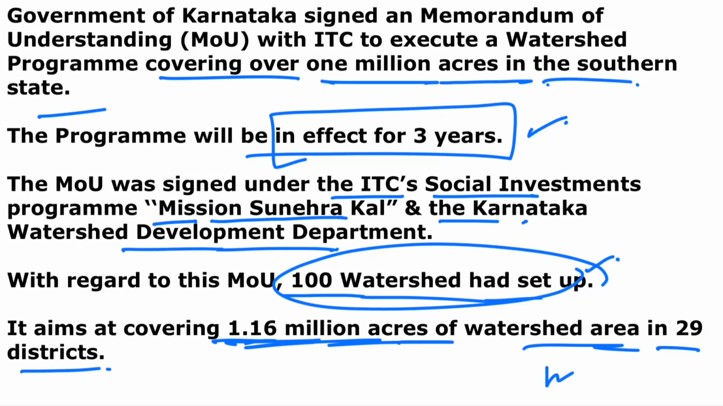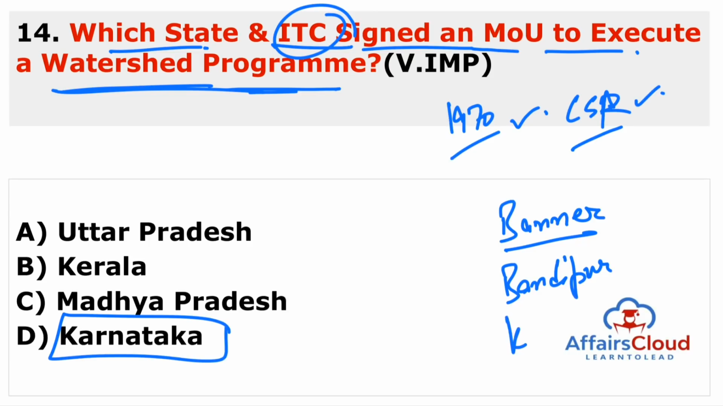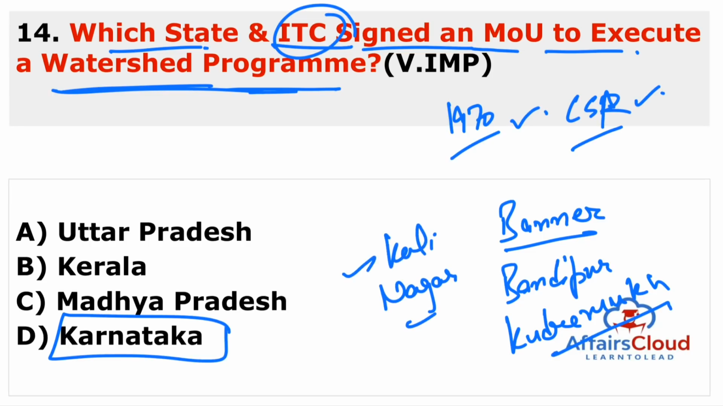It means ITC will provide support for 3 years. And guys, remember, the agreement was part of the Karnataka government's watershed development drought proofing program, and it is part of the ITC Sustainability 2.0 agenda, and it will cover 29 districts of Karnataka. Karnataka is very important because there are very important national parks there, like Bannerghatta, Bandipur National Park, very famous, Kudremukh National Park, which is also a very famous iron ore mine, Nagarhole National Park, and Kali Tiger Reserve. These are very famous national parks in Karnataka.